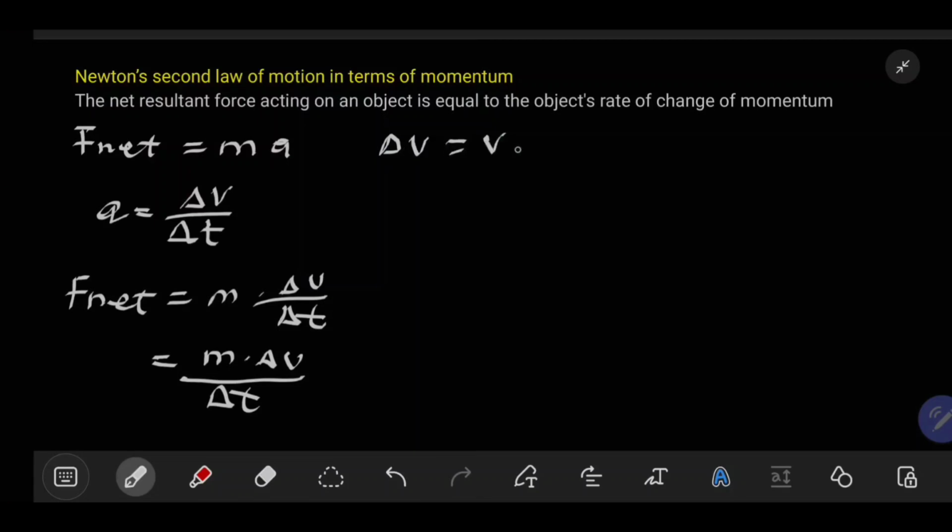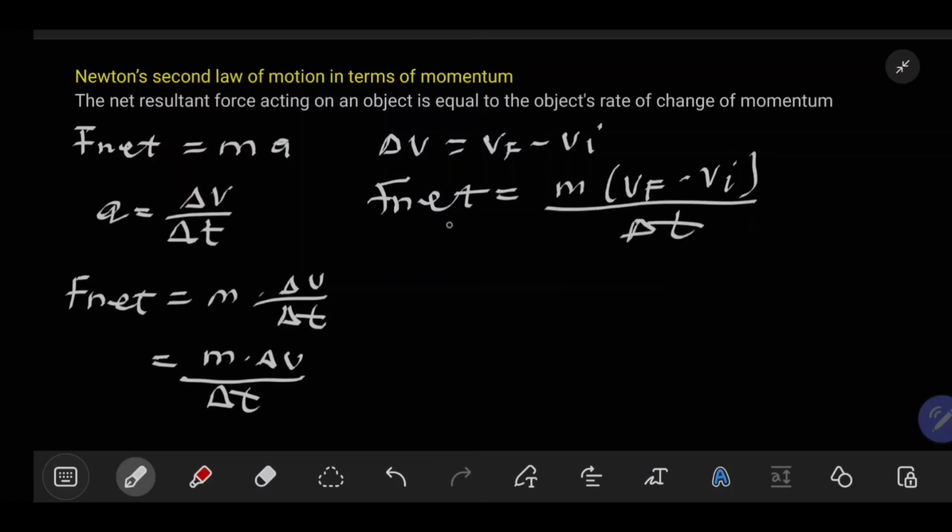So remember, change in V is V final minus V initial. So now we can say Fnet is equal to mass times (V final minus V initial) over change in time. Now this is mass times V final minus mass times V initial, over our change in time.